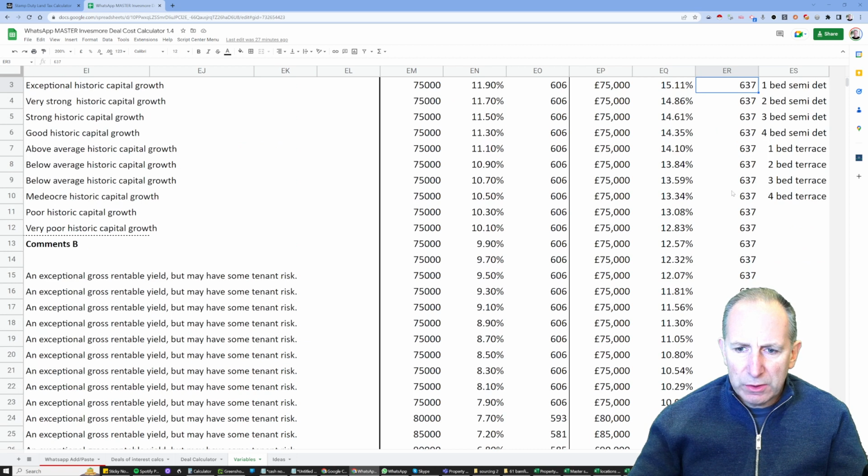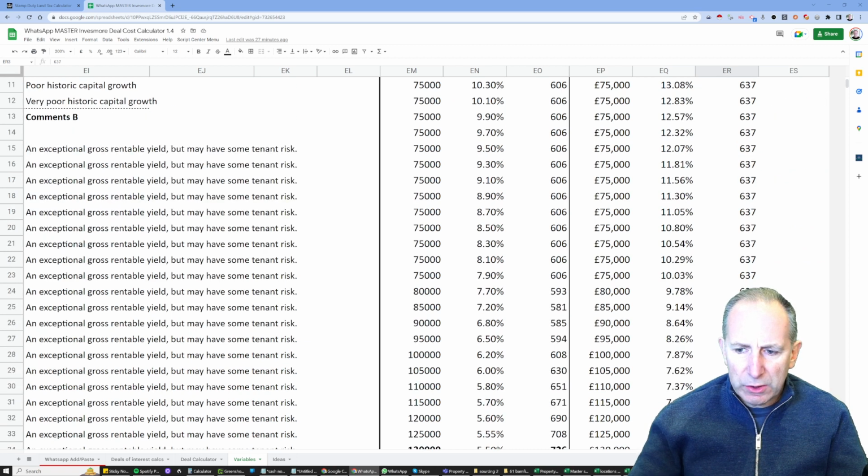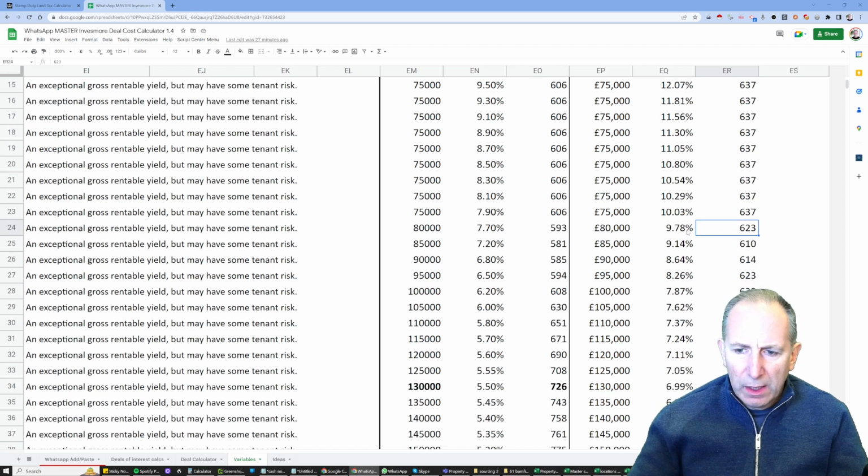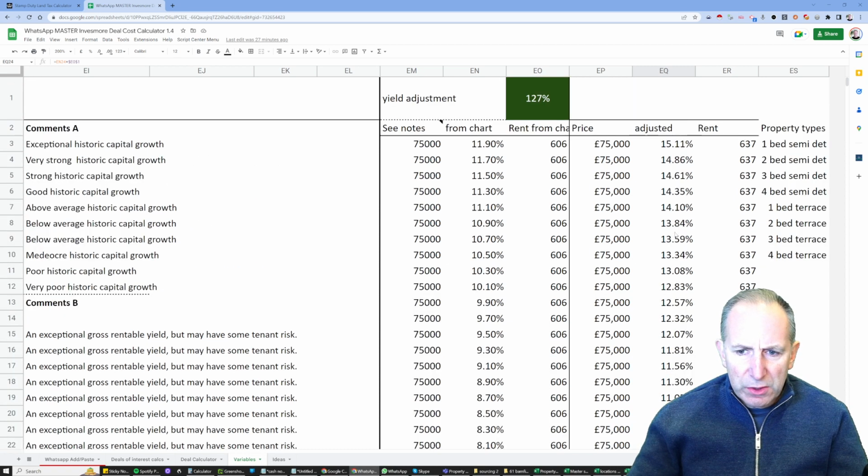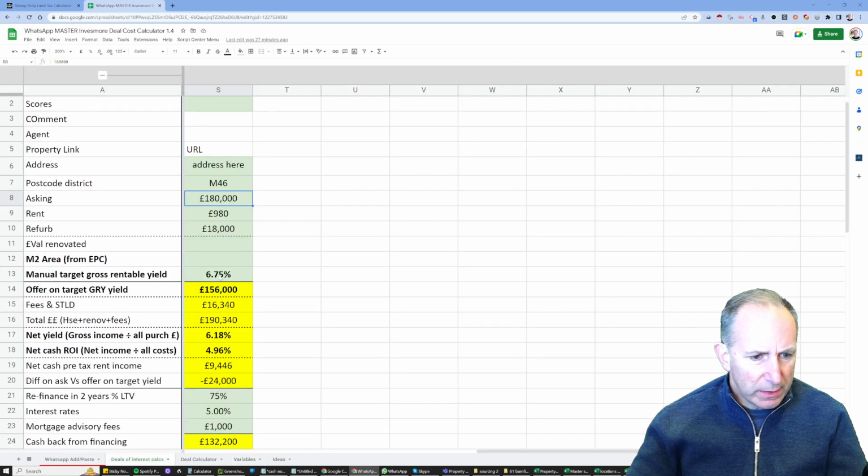If you imagine your £80,000 property and it's a decent property in a decent area, well then somewhere around the 9% mark is probably about right. But if it's lower cost and higher risk, then maybe you should get more yield out of it to cover the risk of something going wrong. Anyway, going back to this.